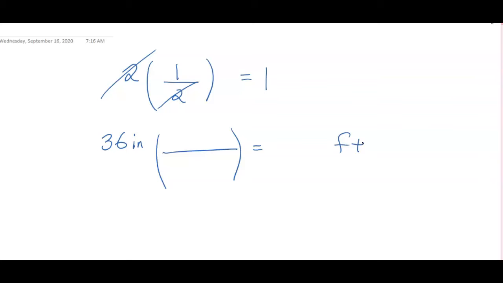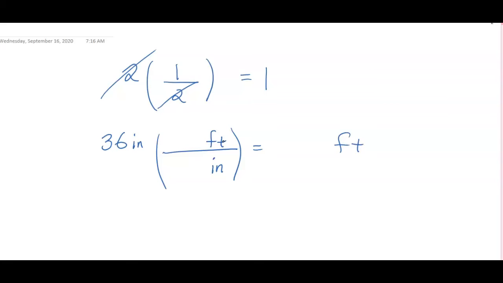What I want to do is get rid of the inches. And to get rid of the inches, I'm going to put inches in the denominator of my factor. And then I want to be left with feet, so I'm going to put feet on the top of my factor. So now I know I'm going to get the right units on my answer. Now I just have to figure out what numbers go with feet and inches.